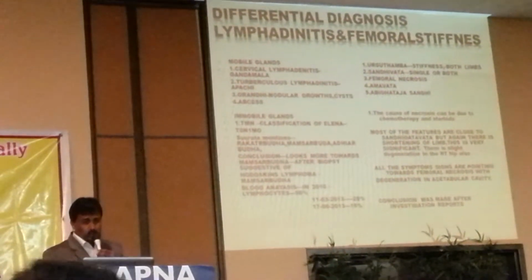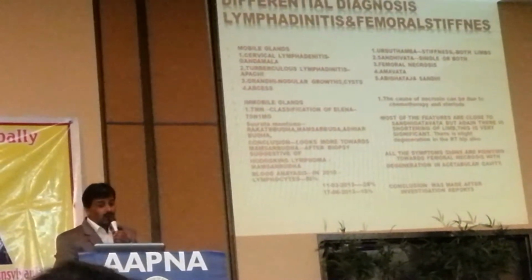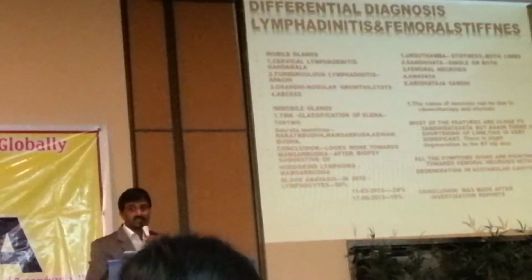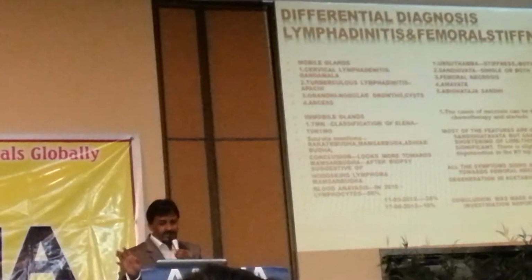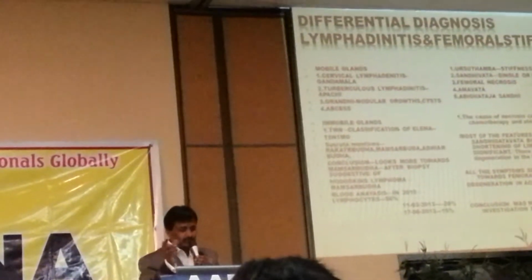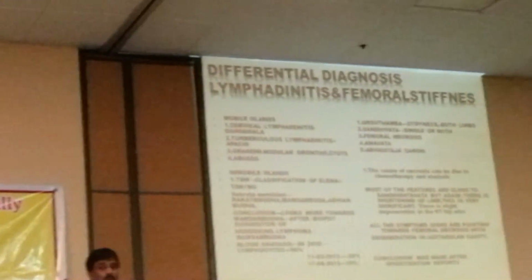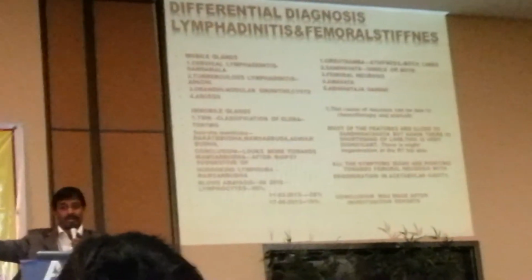And this Urustambha also, femoral necrosis, Amavata, Abhighata, all these things we know. The cause of the necrosis can be due to chemotherapy. That's the final assessment. Most of the features are close to Sandhigata Vata, but again there is some shortening of the leg that made the difference. Shortening of the leg made all the difference from Amavata and Sandhigata Vata. So we can comment it as a femoral necrosis.